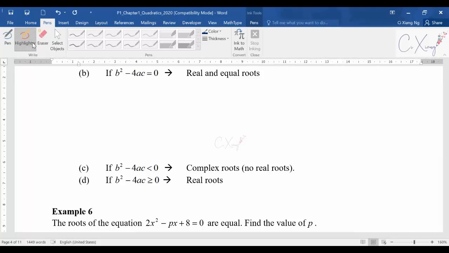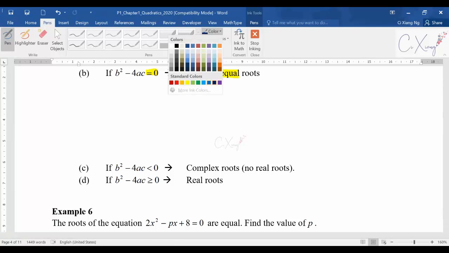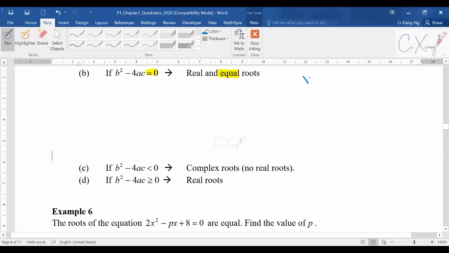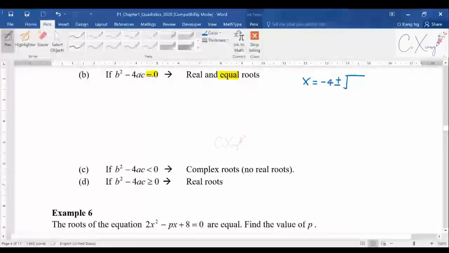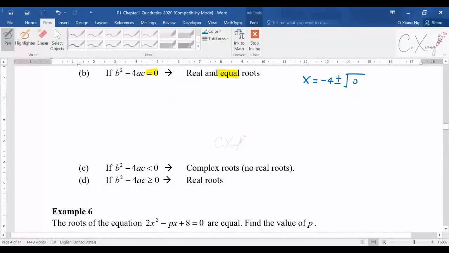Okay, so when b squared minus 4ac equals 0, we call it that we are having real and equal roots. Equal. Just now it's different, right? So now it's equal. Okay, so what does it mean? Again, if you look at the quadratic formula, let's say x equals -4 plus minus the square root of b squared minus 4ac, and we let it equal 0. That means I'm having a 0 here, divided by 2a, let's say.